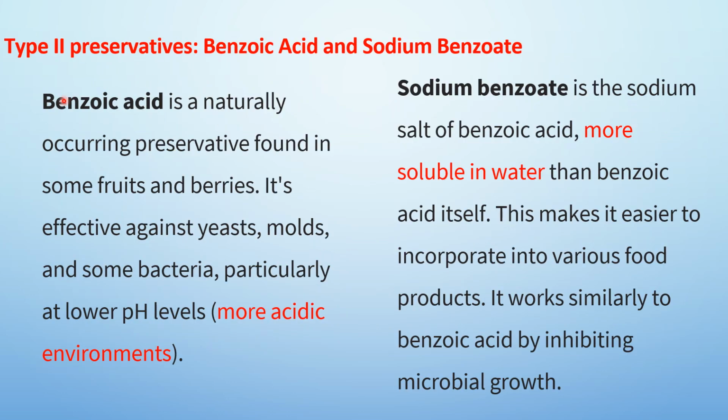We will see them one by one. Benzoic acid sometimes occurs naturally in some fruits and berries. It is very effective against yeast, mold and also some bacteria, and it works well in an acidic environment. Its derivative is sodium benzoate. Sodium benzoate is more water soluble, which makes it much more convenient to use as a food preservative, and it works in a similar manner to benzoic acid.